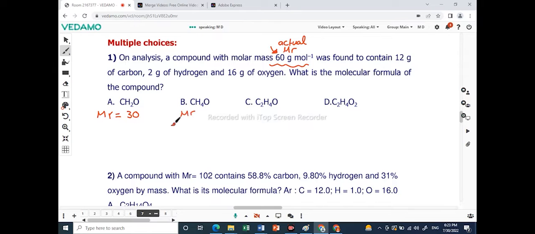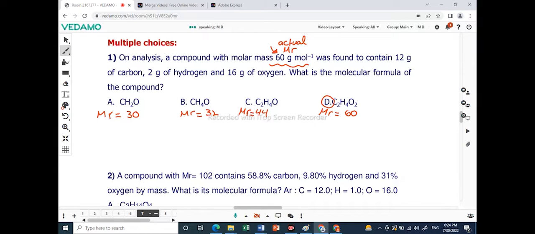Now for the molar mass of B, it's also 12 plus 4 plus 16, so it is 32. Continuing with the molar mass of this one, it will be 44. Here you need to remember that 2 times 12 is 24, plus 4 plus 16. And finally, you have D: 2 times 12, which is 24, plus 4 plus 32, which is 60. So based on this way of thinking, you're going to find that the molar mass of 60 is for D. And this is your answer.